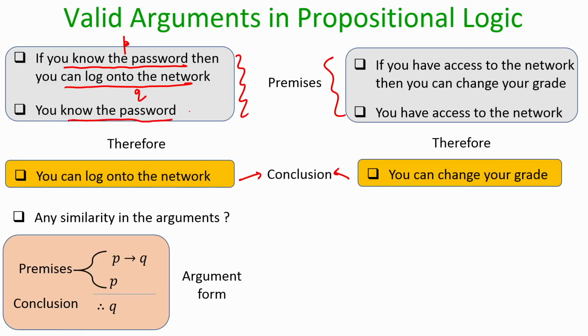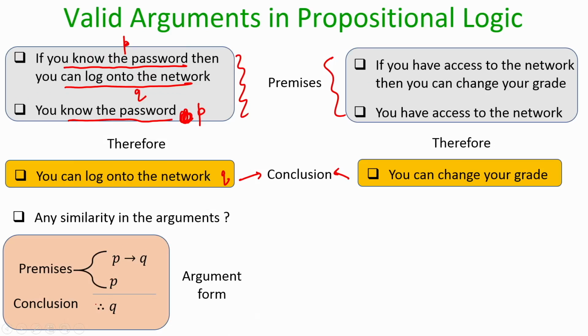And it is also given that you know the password, which is represented by P. Therefore, the second premise which is given to me is P, and the conclusion I am trying to draw is that you can log on to the network, which is represented by Q. So, this English language argument can be represented by this template, where the premises are P implies Q and P, and therefore, I am drawing the conclusion Q.